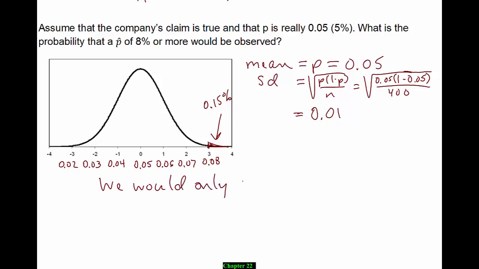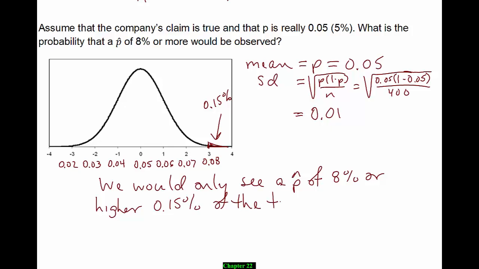We would only see a P hat of 8% or higher 0.15% of the time if the company were telling the truth.